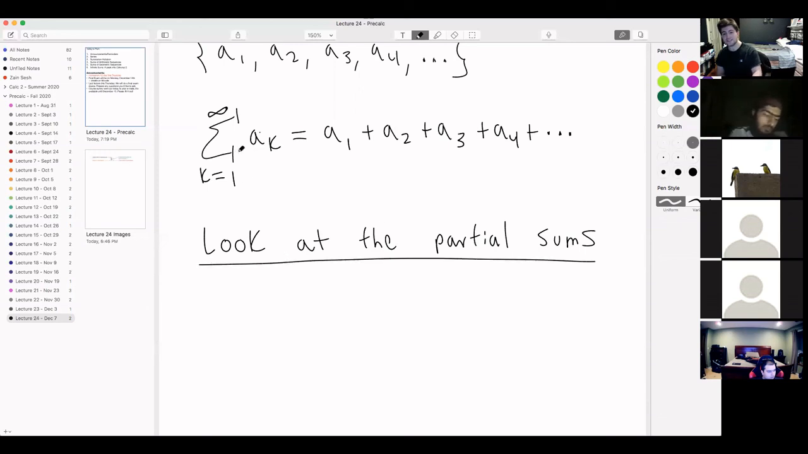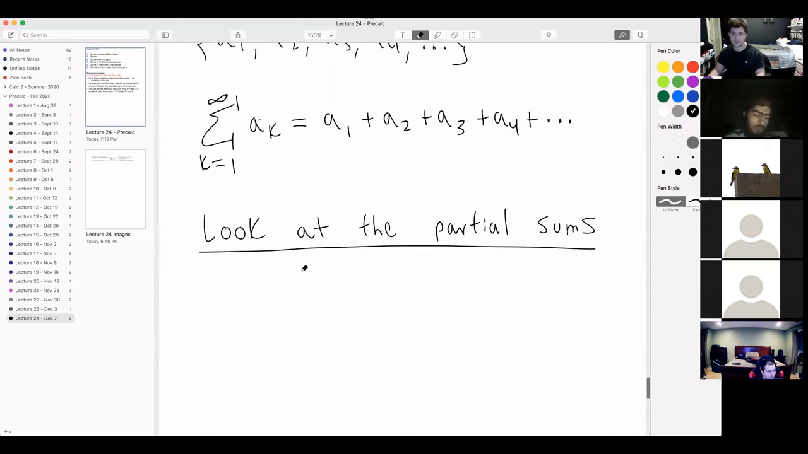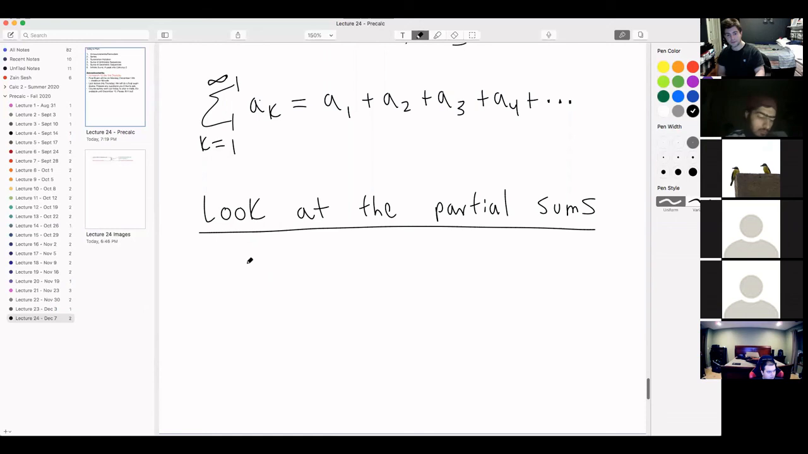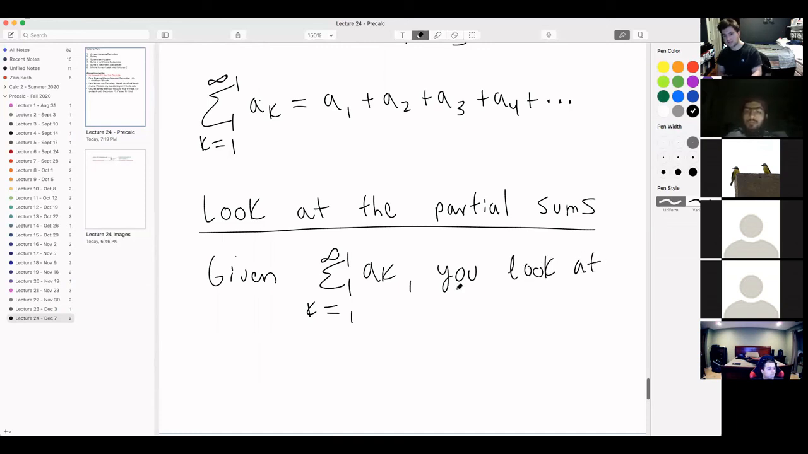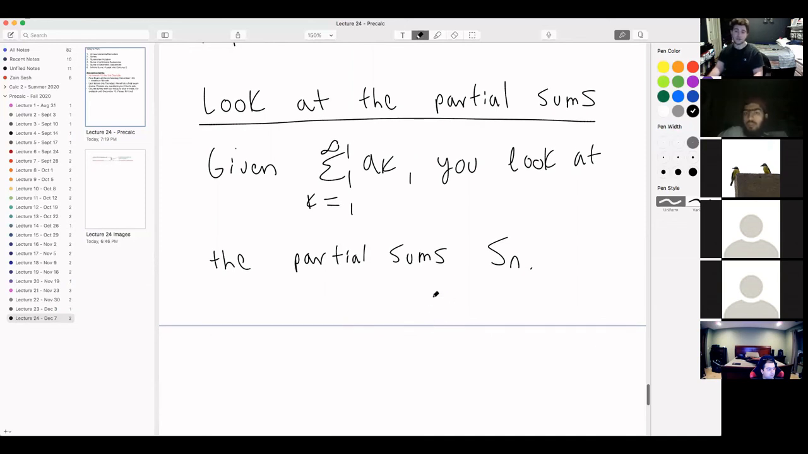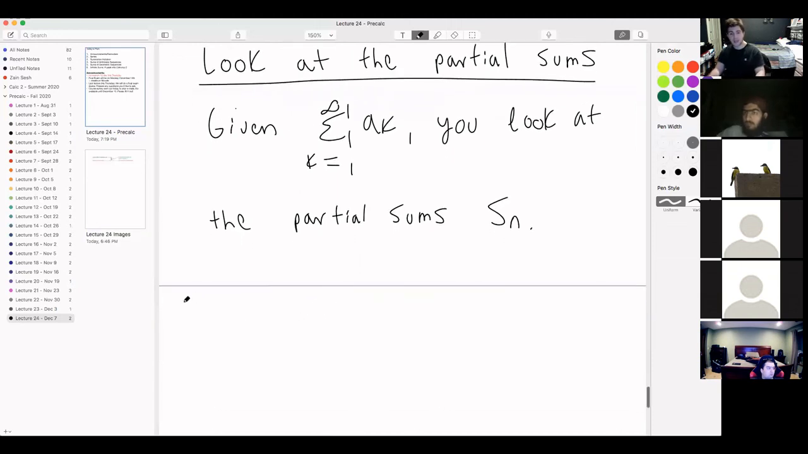We need to actually give a definition for what it means to sum together an infinite number of numbers. So given an infinite series, k equals 1 to infinity, a sub k, you look at the partial sums, S sub n. You look at the sum of the first term, the sum of the first two terms, the sum of the first three terms, and so on. These partial sums actually form a sequence themselves.